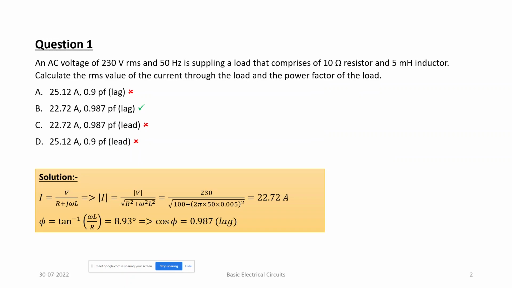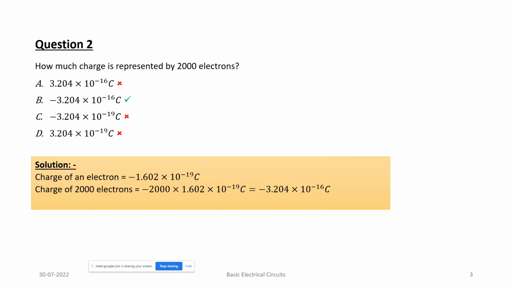Minus 1.6 into 10 power minus 19 coulomb. So into 2000 it becomes minus 3.204 into 10 to the minus 16 coulomb, right? Yes, sir. Okay, so it's also easy. Next question.